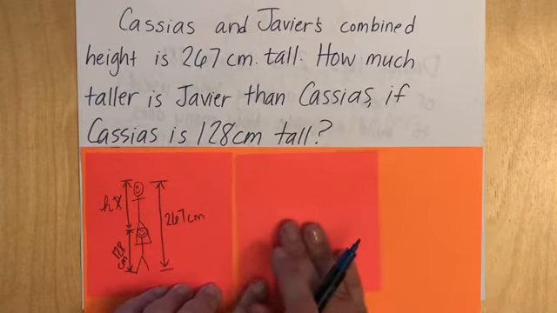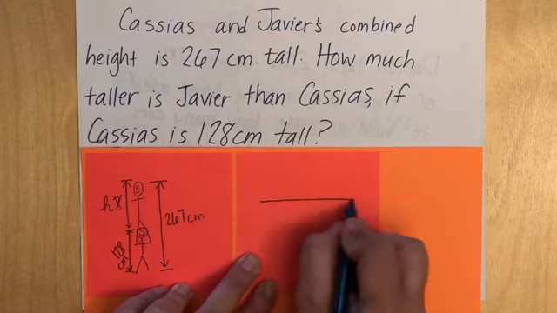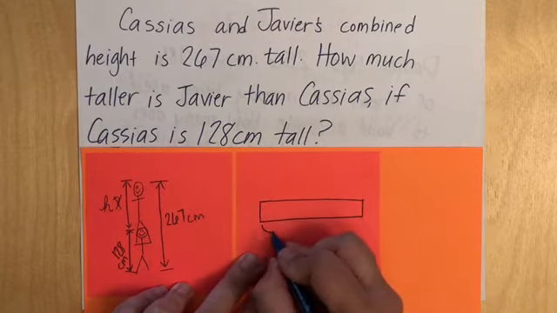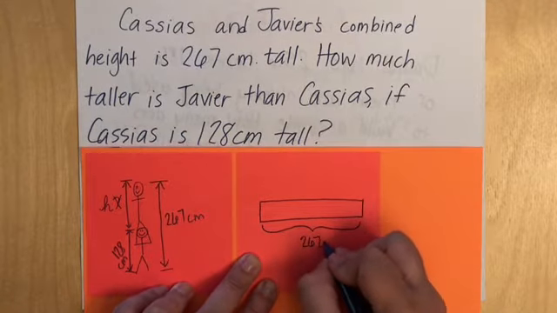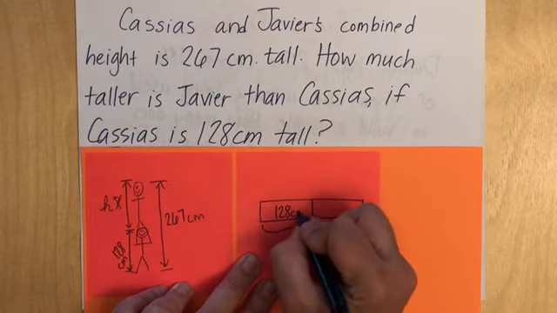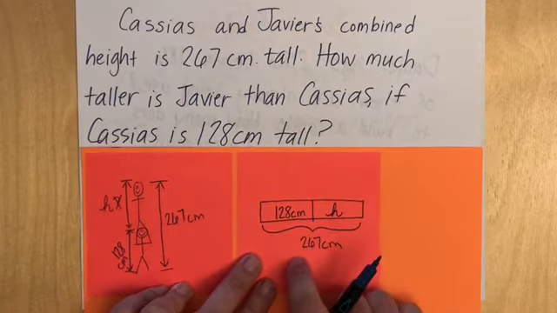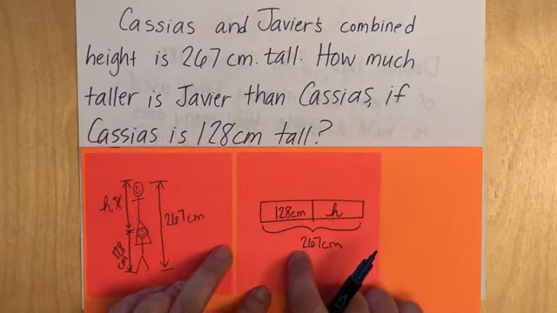I could also think about it as a tape diagram. So I'm going to draw my tape diagram. So if this was the total amount of height that the boys had together, then I would know that Cassias had 128 centimeters and Javier has H because I don't know how tall he is. So that's another way to think about my unknown.